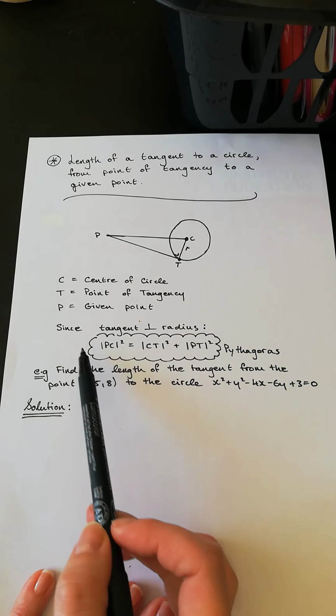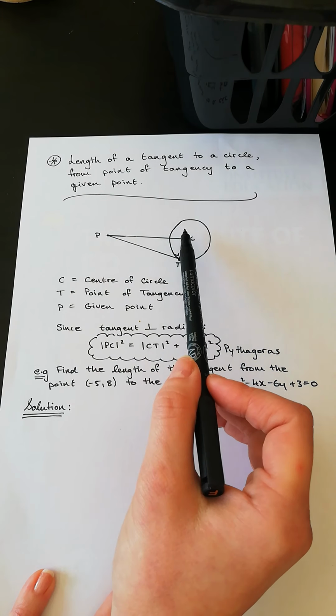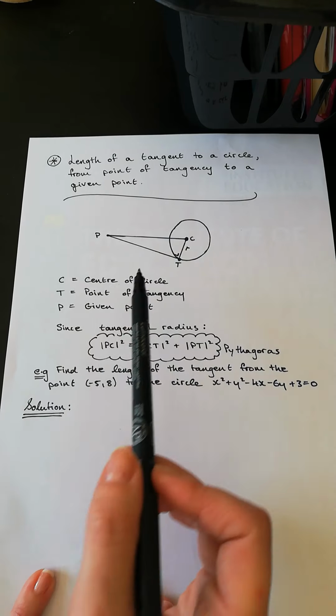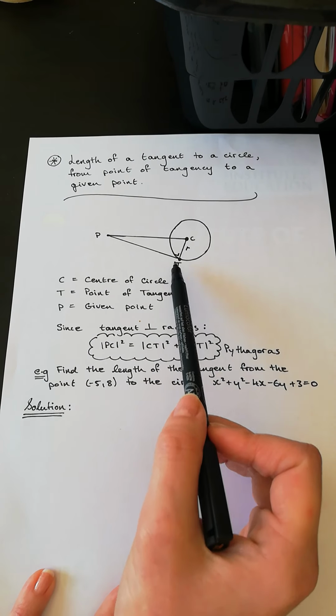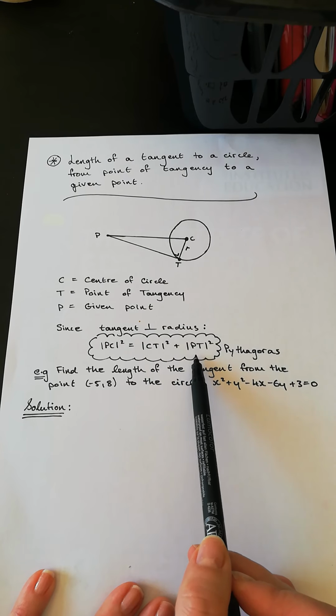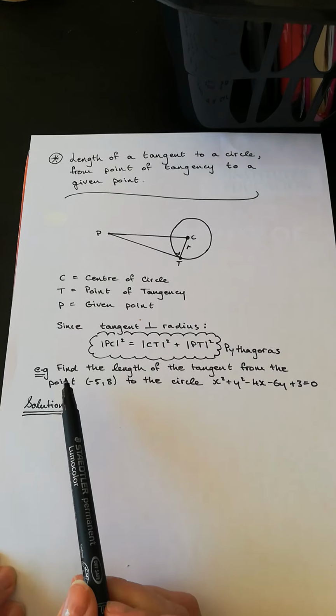So I've written Pythagoras here using the points in my diagram. Okay, so the length of PC squared would be equal to the length of CT, or your radius, squared, plus the length of PT squared. So let's try a question.